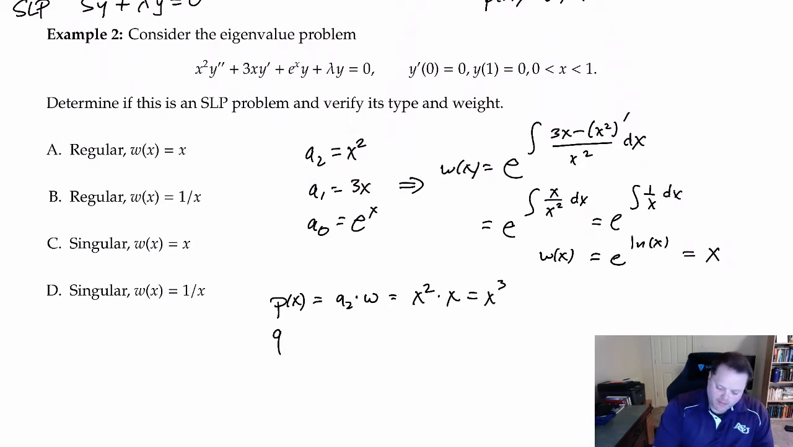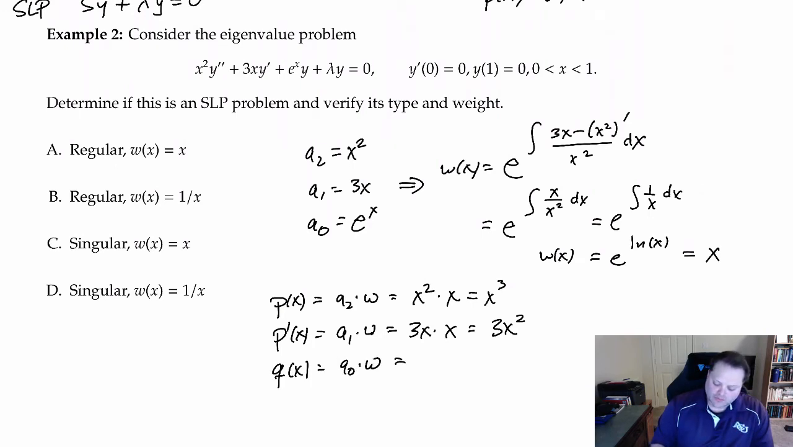P prime, this is always a good thing to check to make sure that you did this right. P prime is A1 times W, which is 3x times x, which is 3x squared. So you expect to see the derivative of x cubed, which is 3x squared right there. If you didn't, then you did something wrong. And then Q of x is A0 times W, which is e to the x times x as such.